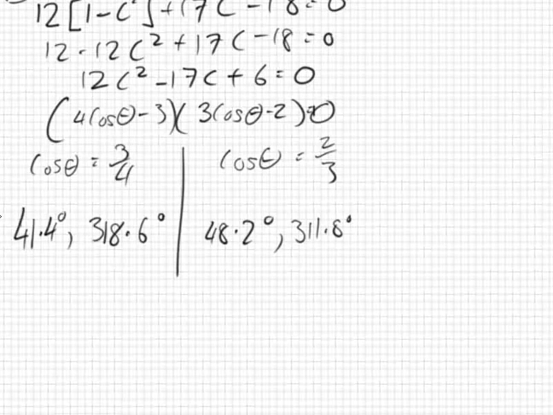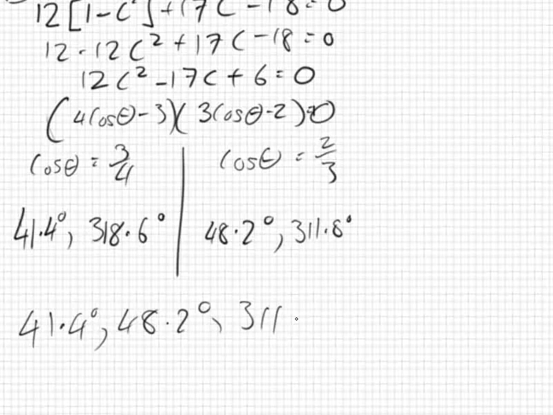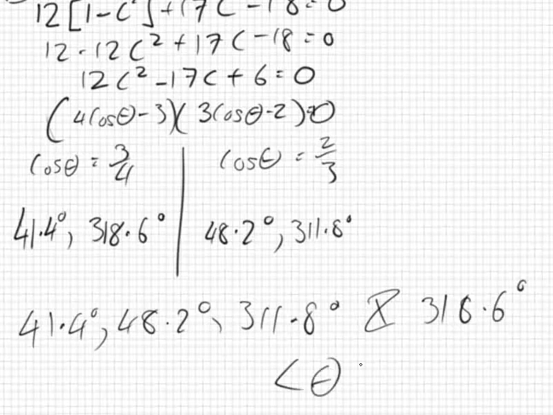The answers are 41.4 degrees, 48.2 degrees, 311.8 degrees, and 318.6 degrees. These are all fine because in the question we're told that theta is between 0 and 360. No need to fix these, no need to make any more answers. Yes? Why did it continue the two for each?